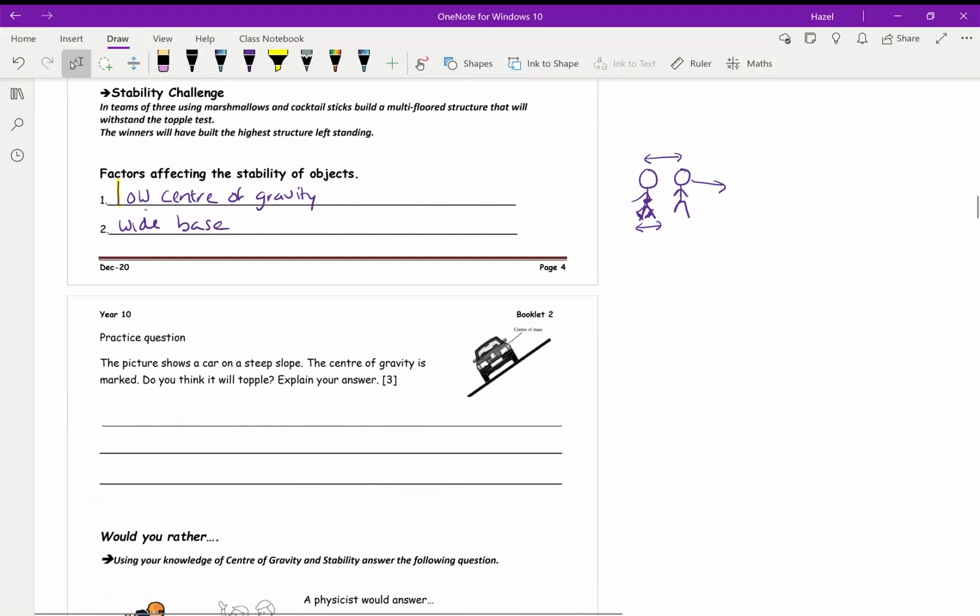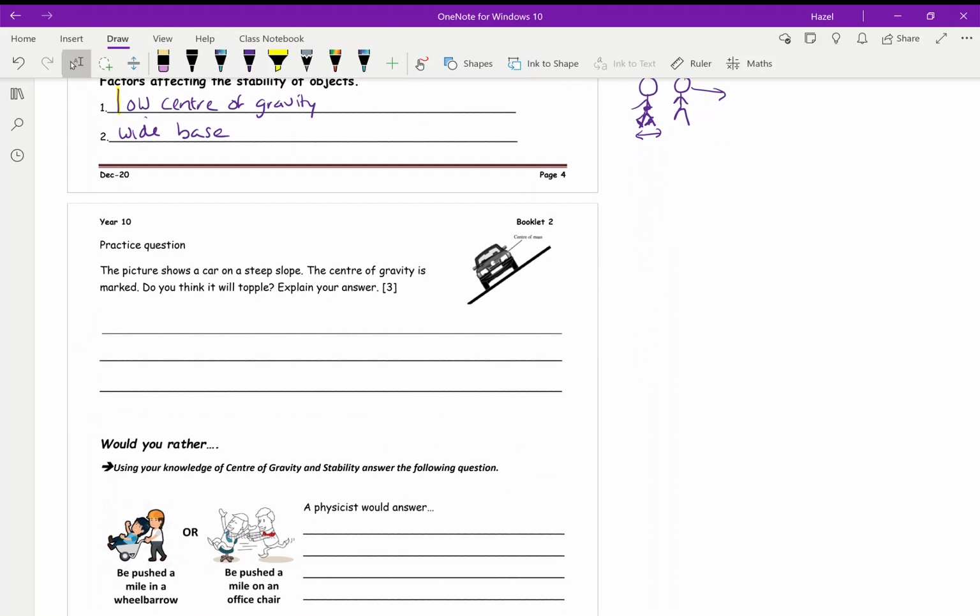So please be careful. Okay, so let's do a wee practice exam question. This is actually a GCSE question. So you can see this stuff, it doesn't actually get any more difficult at GCSE. And it says, the picture shows a car on a steep slope. The centre of gravity is marked, and sometimes centre of gravity is also called the centre of mass. Do you think it will topple?